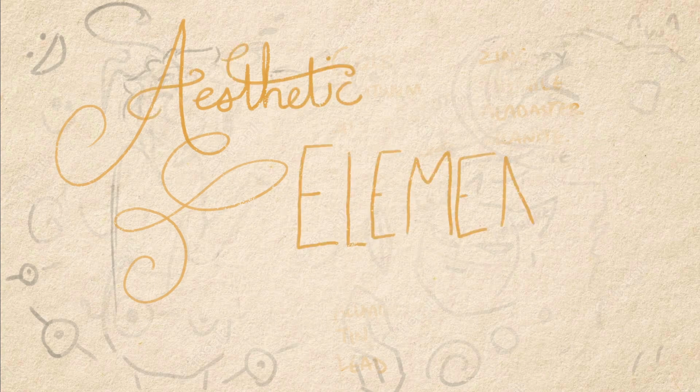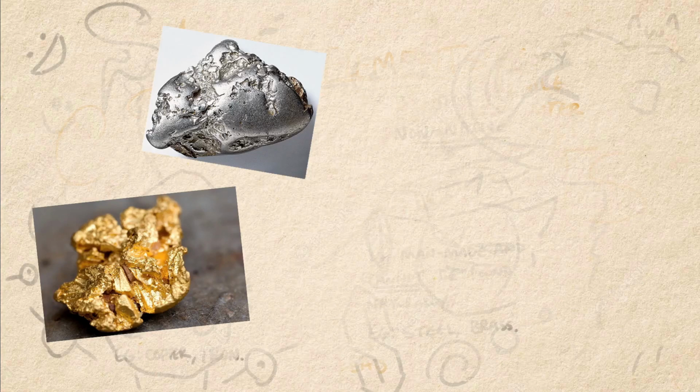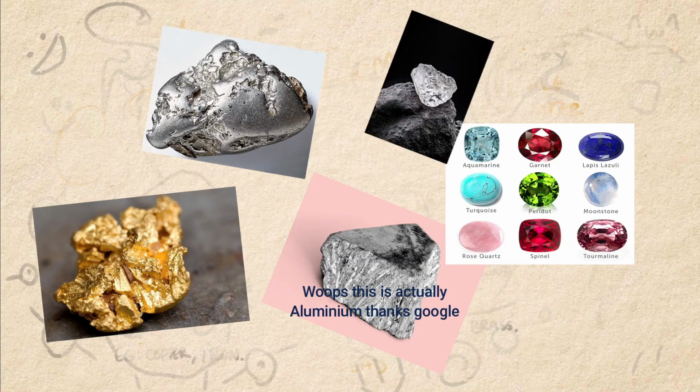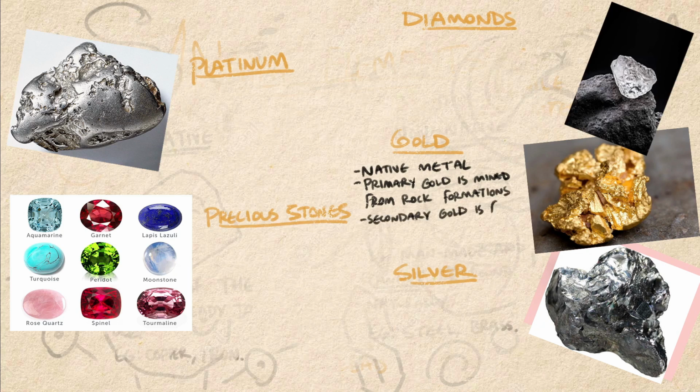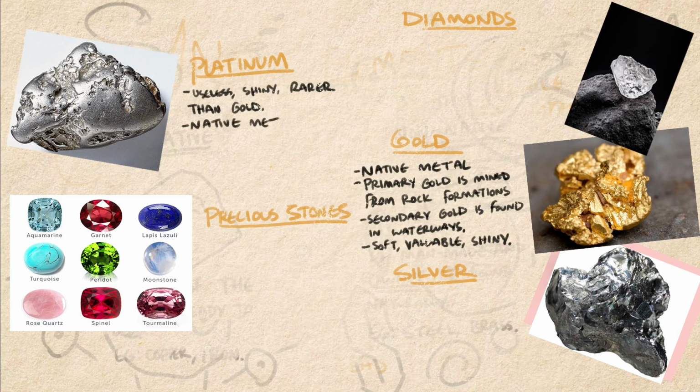So let's start with what I, and nobody else, call the aesthetic elements. These are gold, platinum, silver, precious stones, and diamonds. These elements are largely used for non-essential, mostly decorative purposes. Gold, silver, and platinum are all rare, soft, and shiny metals, making them only really useful for carving into sculptures and trinkets for aesthetic or religious purposes. And all three are native metals.